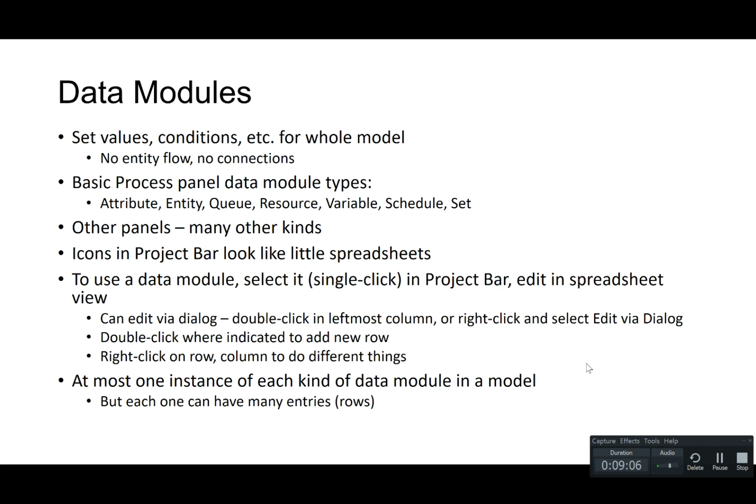The set values, conditions, etc. are within the data modules. These will be set right here for use within virtual modeling. The basic process panel will display data module types, including attribute, entity, queue, resource, variable, schedule, and set. These are common simulation terms which we've discussed previously in the lectures and are also included in your assigned readings. Icons on the project bar will look like little spreadsheets, and to simply use a data module, you can select it with a single click in the project bar or edit it in Spreadsheet View.